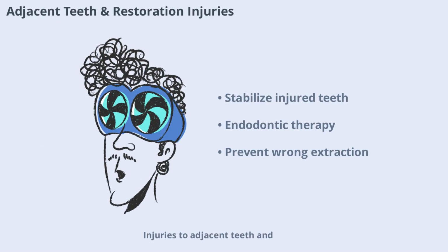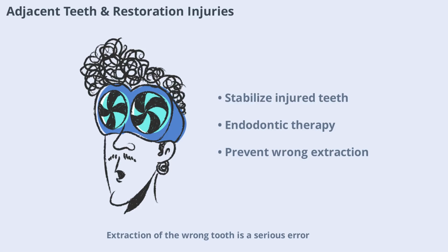Injuries to adjacent teeth and restorations can occur during extractions, especially when elevators or forceps are misapplied. These injuries may result in subluxation, luxation, or fracture of neighboring teeth. Management involves stabilizing affected teeth with wire or acrylic splints and planning endodontic therapy if needed.